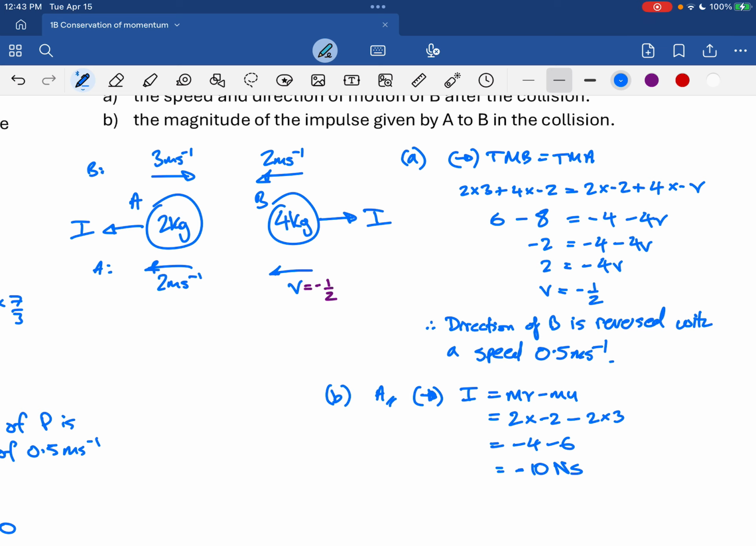So what we've done here is we've assumed the impulse is moving right, but we know in actual fact the direction of the impulse is left, which is why we end up with a -10 Newton seconds. Had I taken direction to be left, I would have ended up with a +10 Newton seconds. But it doesn't matter in answering this question because it asks for the magnitude. So we will then go, therefore, magnitude of the impulse given by A to B. So the magnitude of the impulse on B is 10 Newton seconds.